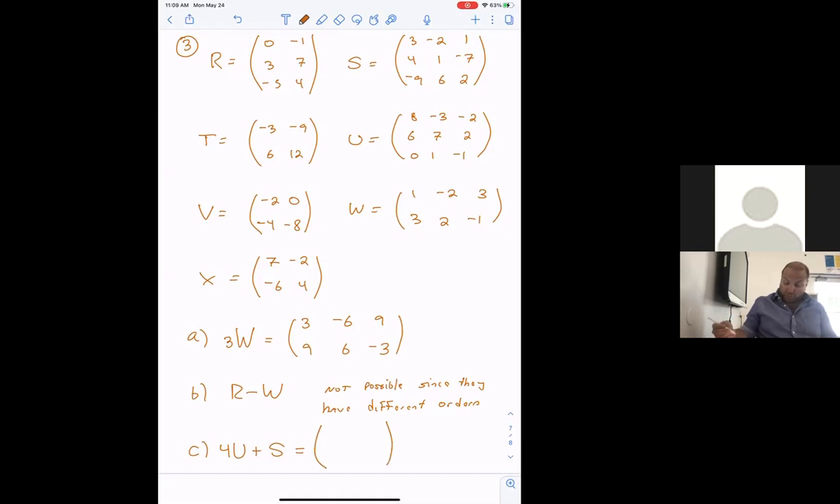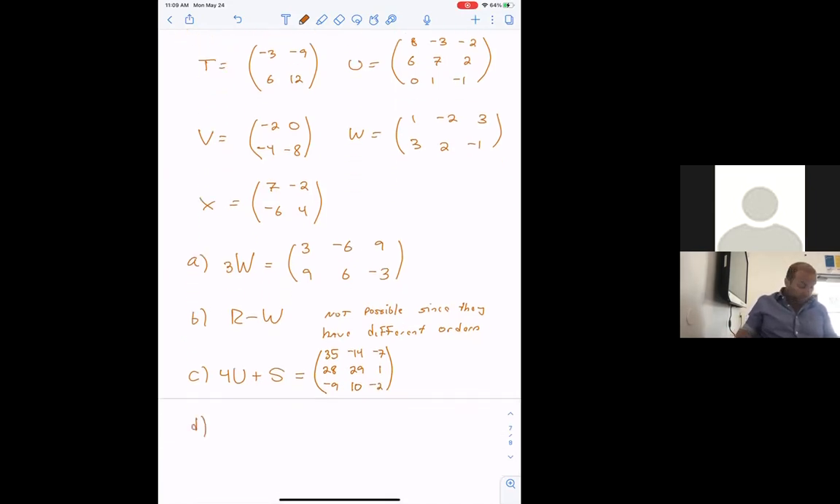I'm not going to rewrite U and S because I have them above. I'm just going to skip a step and do 4 times U, which is 32, plus S, 35. 4 times -3, -12, plus -2, -14. 4 times -2, -8, plus 1, -7. 4 times 6, 24, plus 4, 28. 4 times 7, 28, plus 1, 29. 4 times 2, 8, and -7 is +1. 4 times 0 plus -9 is -9. 4 times 1 is 4 plus 6 is 10.